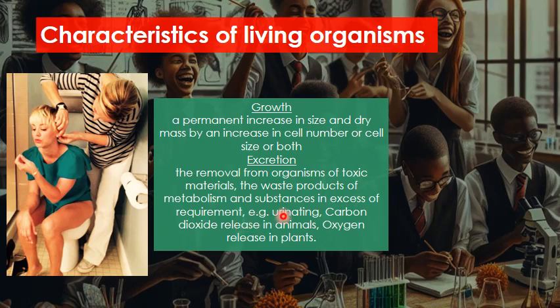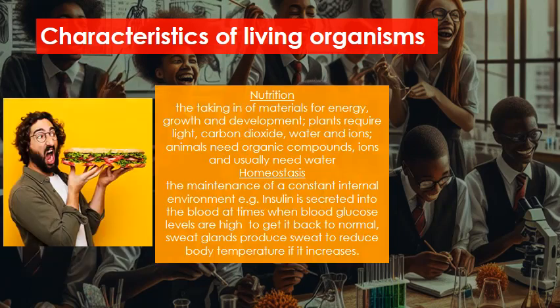So for examples of excretion: urinating in animals, carbon dioxide released in animals, oxygen is released in plants, because plants take in what? Carbon dioxide for photosynthesis, and they release oxygen, which is a waste product of photosynthesis, or it's a byproduct of photosynthesis, right? The most appropriate term is a byproduct of photosynthesis.